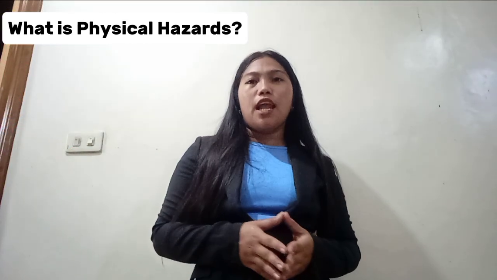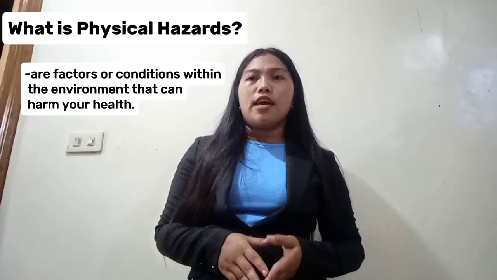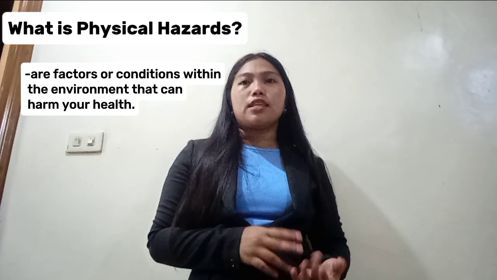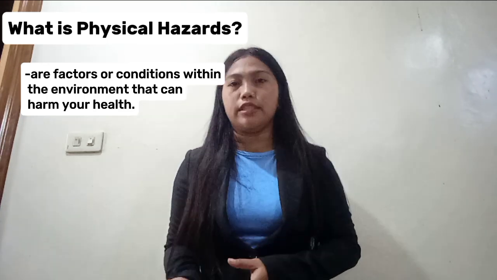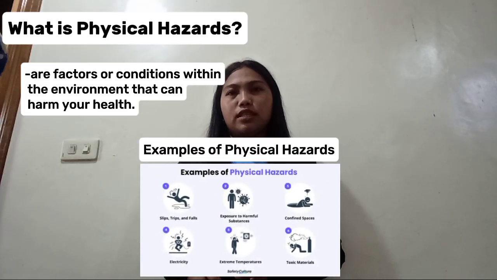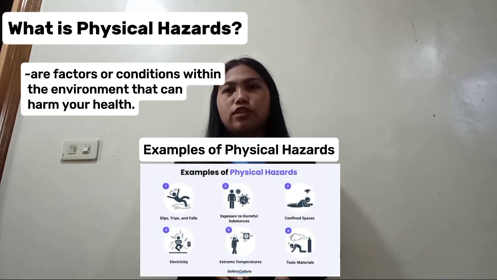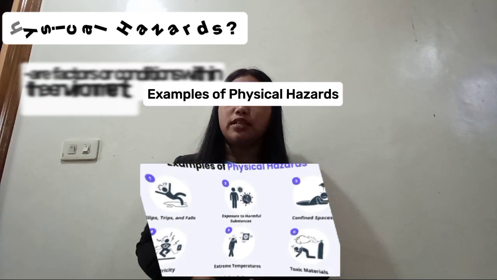Third is physical hazards. What is physical hazard? Physical hazards are factors or conditions within the environment that can harm your health, meaning the things that surround us that can harm our health. Examples of physical hazard: slips, trips, and falls are the most common physical hazards. Slips and trips are often caused by wet floor.